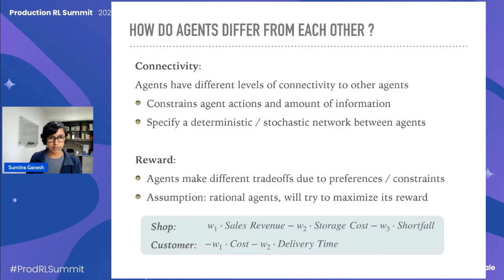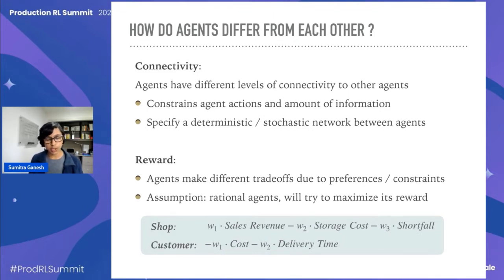So let me dive in with the first question of how do you specify heterogeneity of agents. As I mentioned, one way in which agents are different from each other is they have different levels of connectivity. And you can specify this, as we do in our framework, using a deterministic or stochastic network between agents. The second aspect in which agents differ is that they make different trade-offs because of differences in preferences and constraints. And this we encode into the reward function for agents.